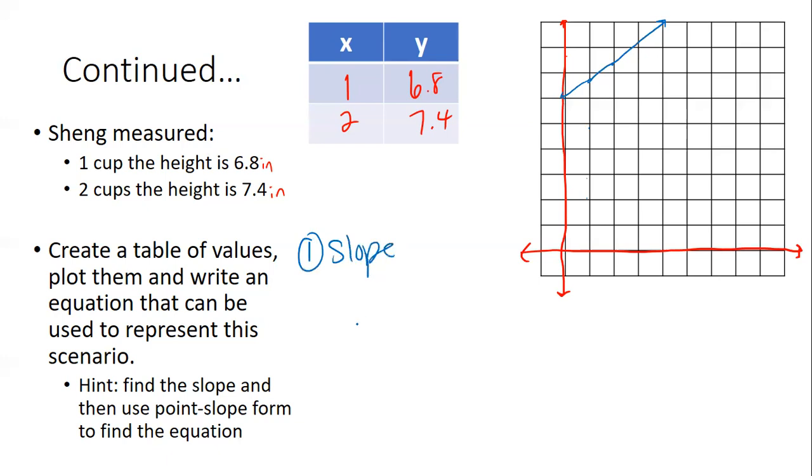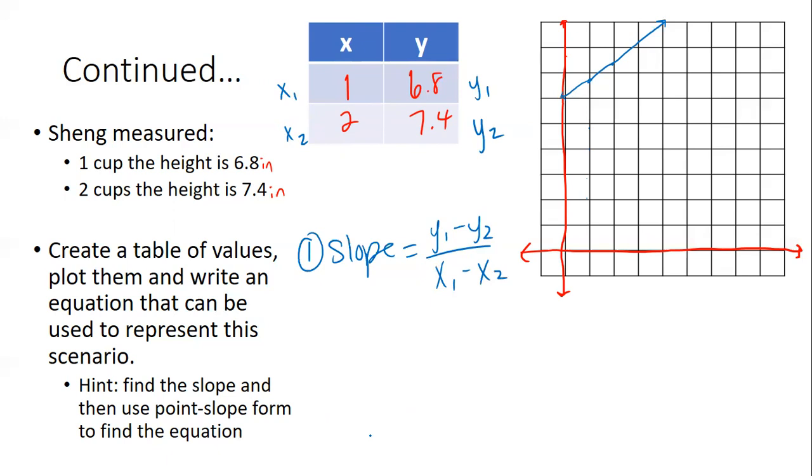Since this is in a situation where I can easily count rise over run, we have to use the slope formula, right? That's the equation of a line. The slope formula is rise over run, which is y1 minus y2 over x1 minus x2. Your x's and y's are coming from what you have. So this one is my x1, this is my x2, this is my y1, this is my y2.